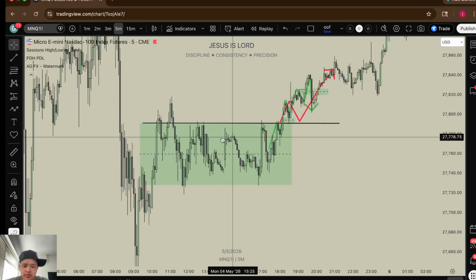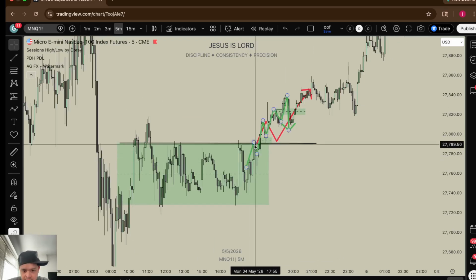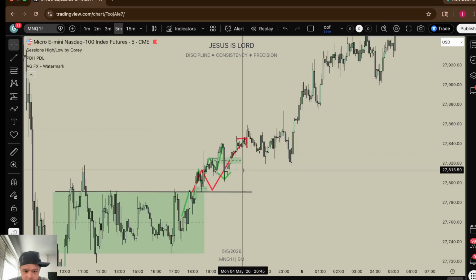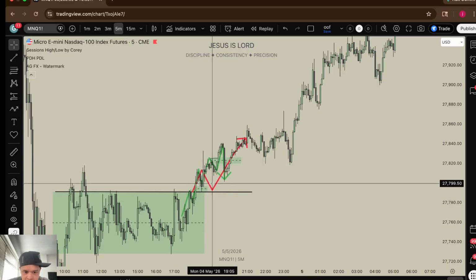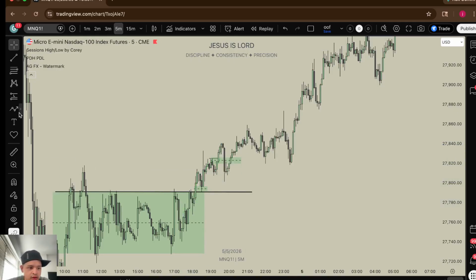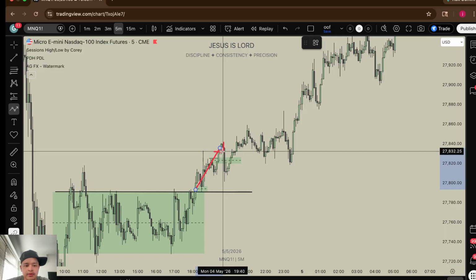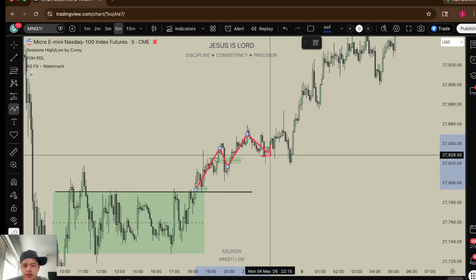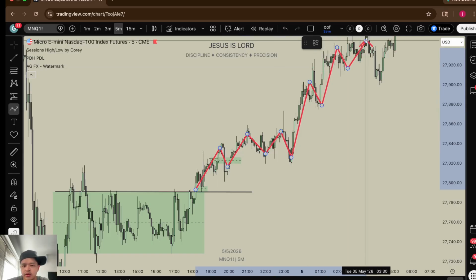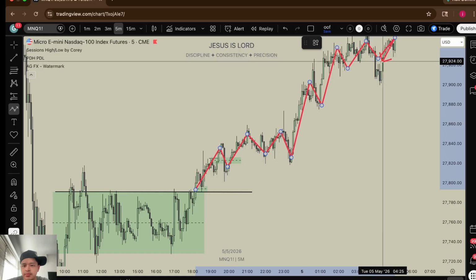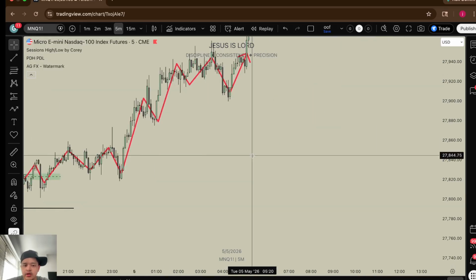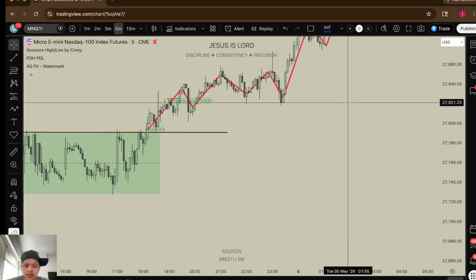So that's a ranging market. We don't trade that. When price broke that, you see, boom, we're in an uptrend. Let me clear this up. It's kind of messy. We're in an uptrend. See? Up, down, up, down, up, down, up, down, up, down, up, down, up. Boom. We're in an uptrend. You see that?